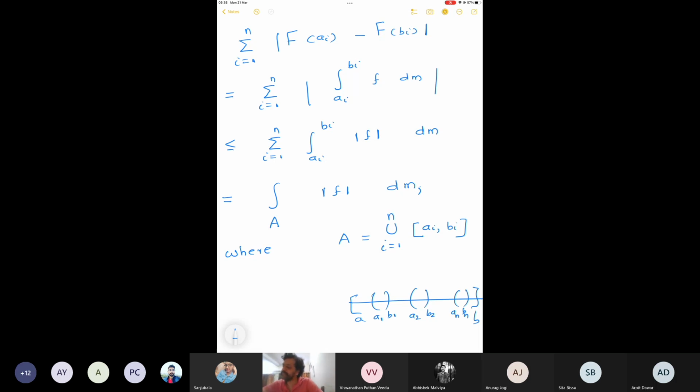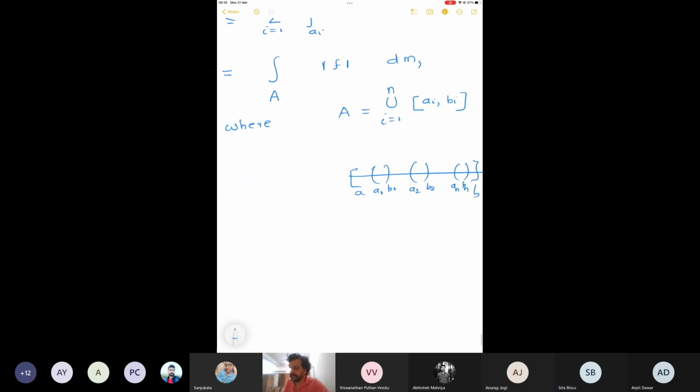Do you agree? Yes, sir. Now what is the measure of A? Remember, the (a_i, b_i) are non-overlapping, there is no intersection. So what is the measure of A? The summation i equals 1 to n of b_i minus a_i. Yes or no?